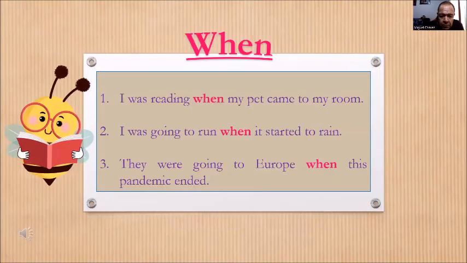When is used like a connector in phrases, and it is used to talk about a specific time or moment. For example, I was reading when my pet came to my room. I was going to Rome when it started to rain. They were going to Europe when this pandemic ended.